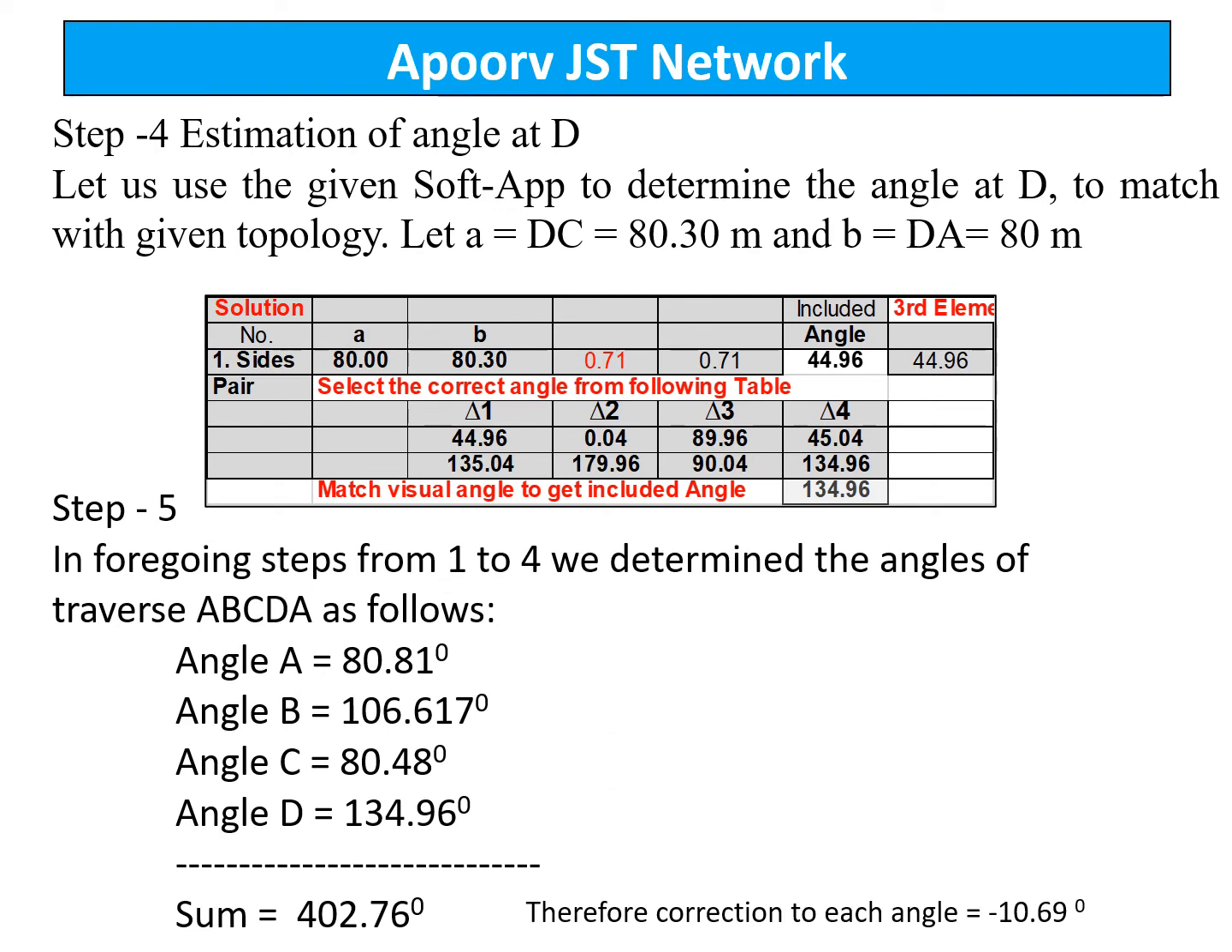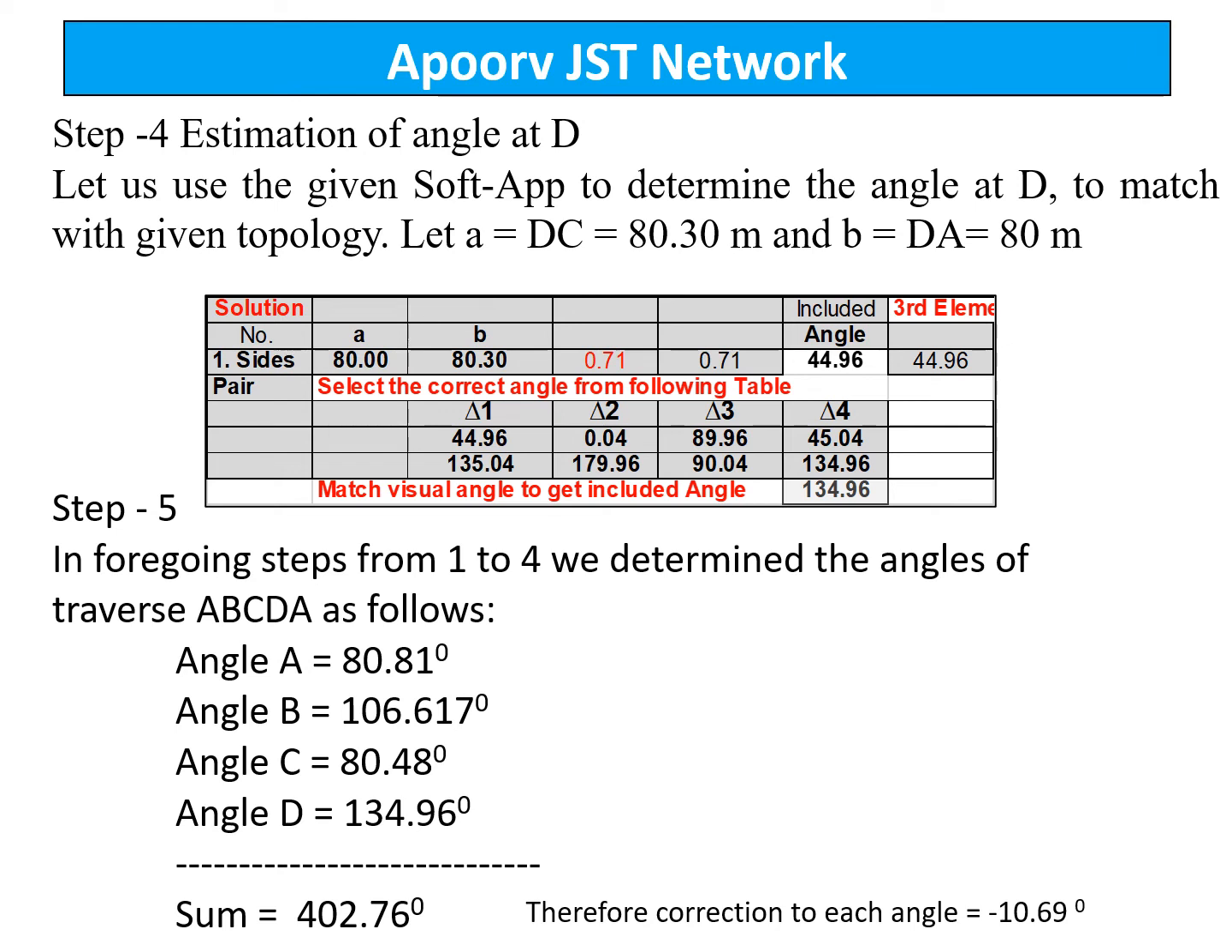Step 4. Estimation of angle at D. Let us use the given soft app to determine the angle at D, to match with given topology. Let A equal to DC equal to 80.30 meter and B equal to DA equal to 80 meter. The extract of the soft app picture is shown on the screen. The selected angle D is 134.96 degrees.